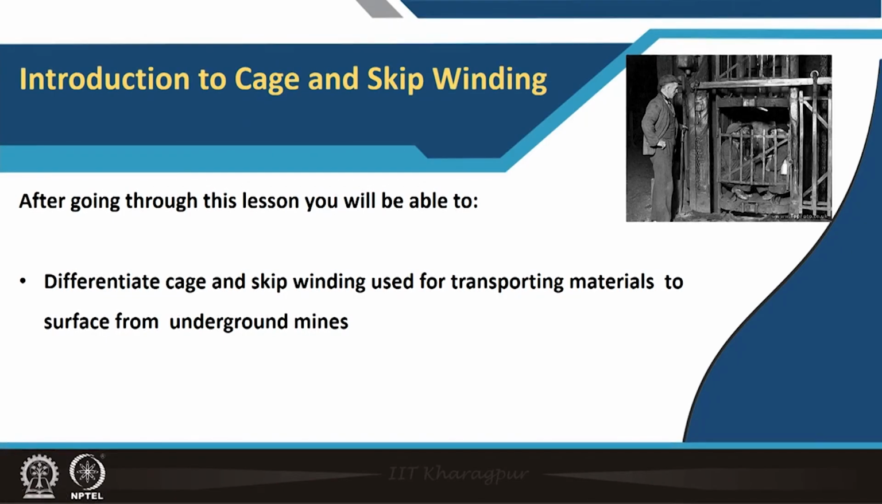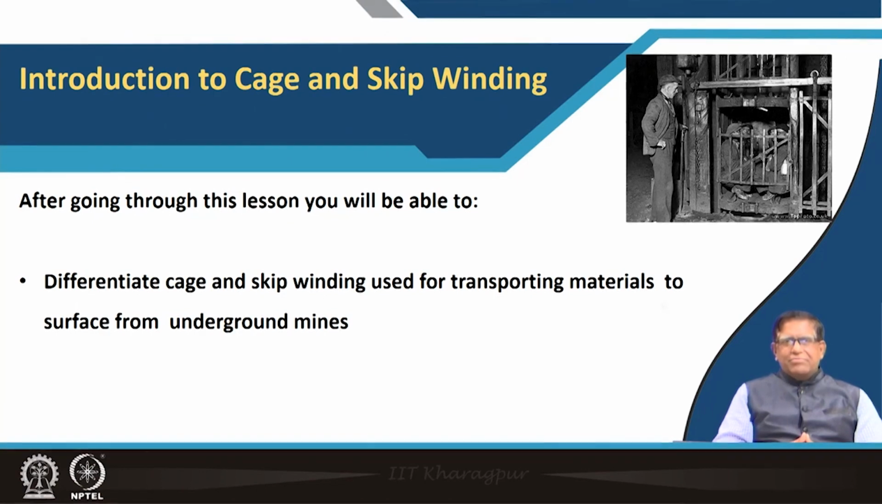almost a signature picture for underground mining, where the cage within which the people were brought, or the materials loaded in a mine car, are put inside a cage and then lifted to the surface. So, depending on the container by which the material is brought up, or the arrangement of the system, we have two distinct systems called cage winding and skip winding.